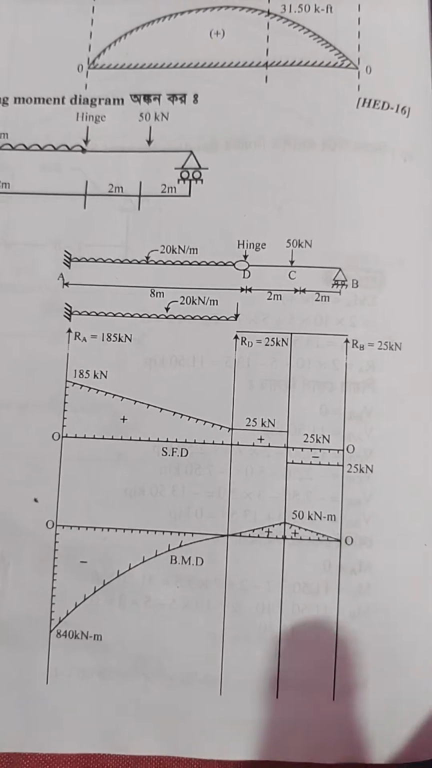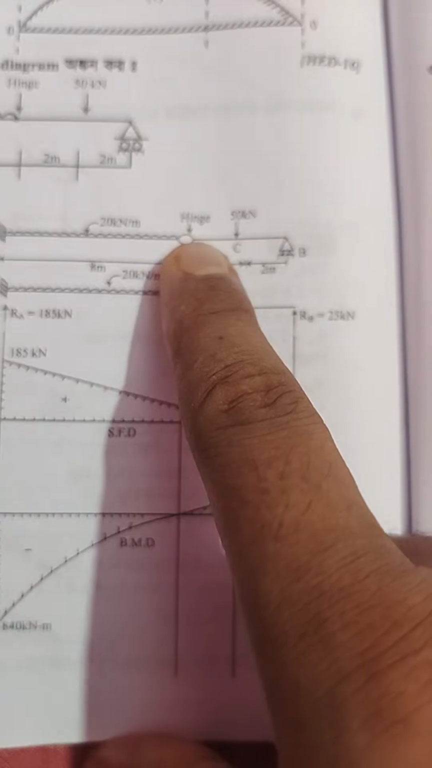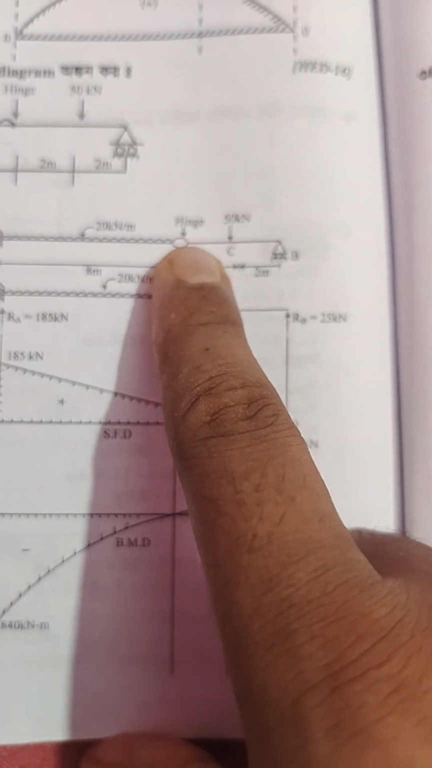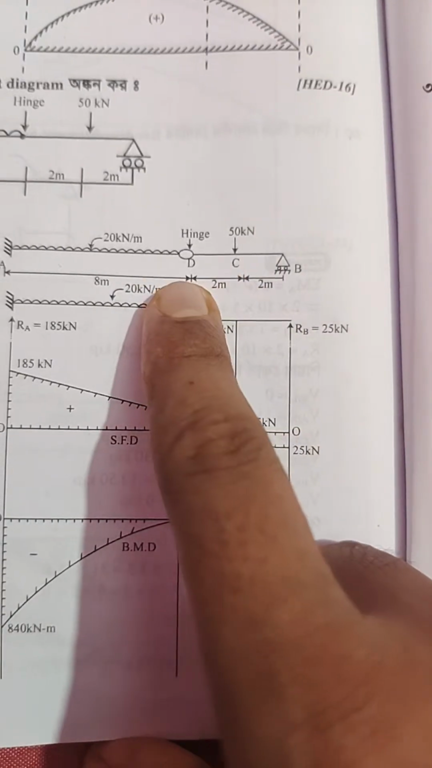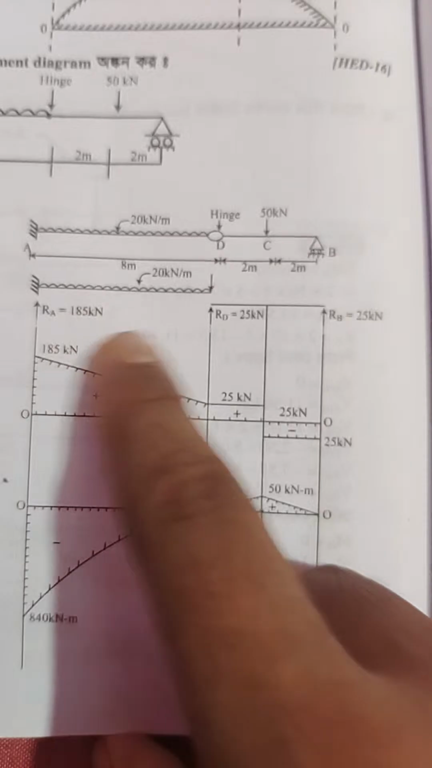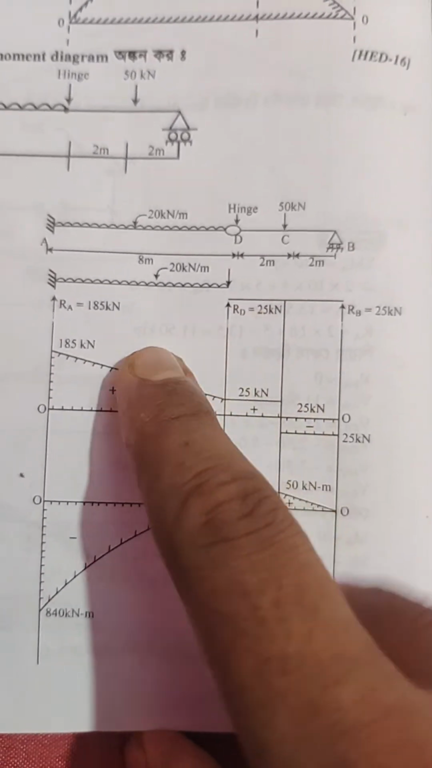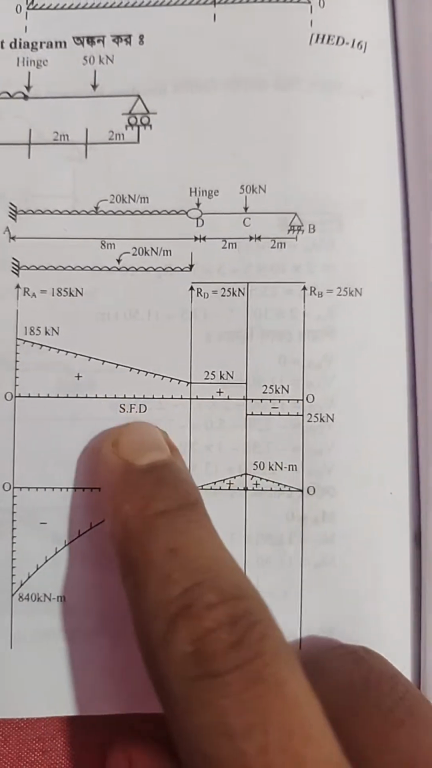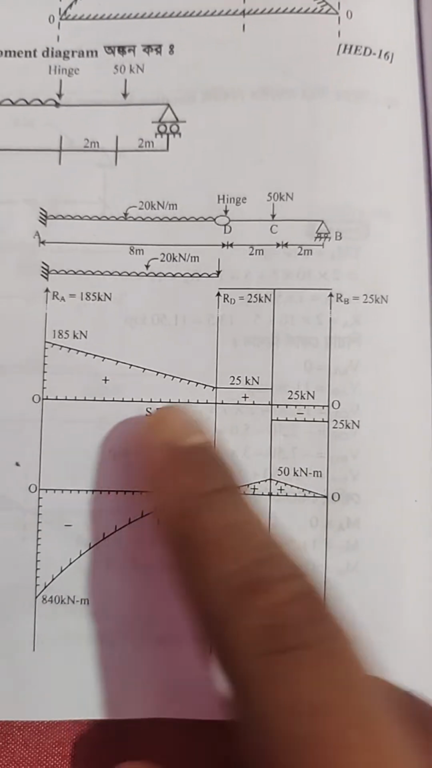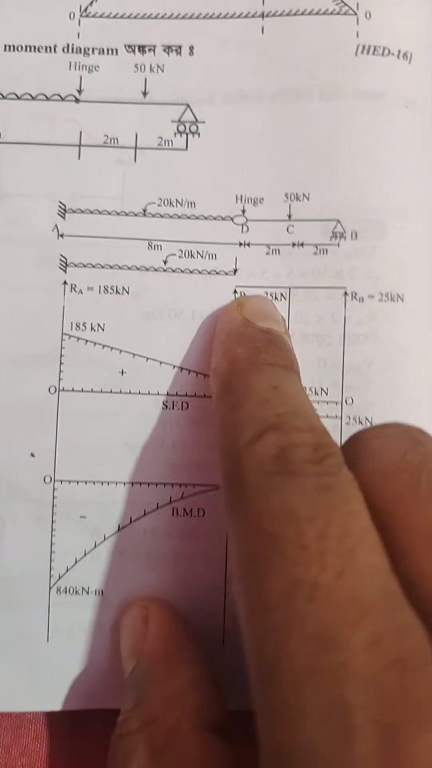Moment diagram with an internal hinge. So you can see this is an internal hinge. So this beam shows how to draw an SFD and BMD diagram and how to calculate the support reactions. I will explain it step by step. So let's understand the beam step by step.